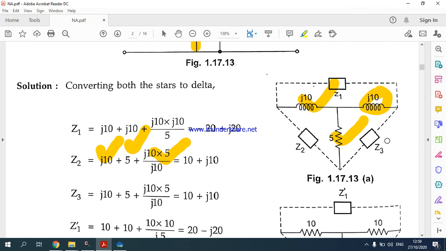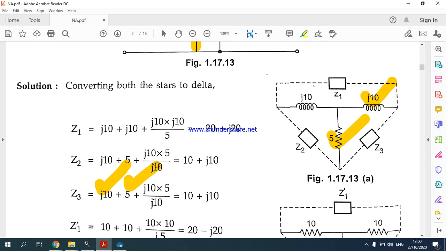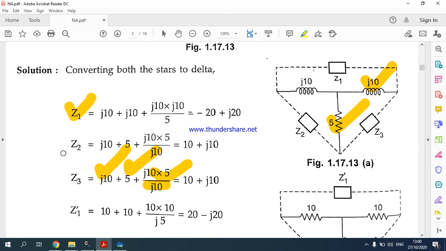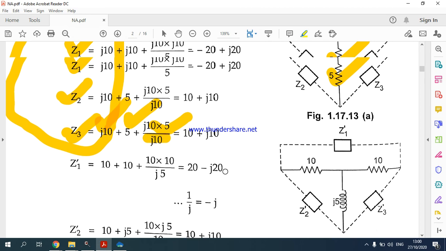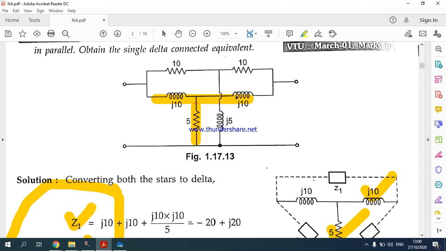Similarly for Z3, tell me. For Z3, j10 plus j10 plus 5, j10 into 5 divided by j10. Fine. From this one you will get Z1 plus Z2 plus Z3. I have drawn Z1 plus Z2 plus Z3. This is clear, right? How we have got this setup? Yes, sir. Fine. Next, what have I converted? I have converted this delta into star.